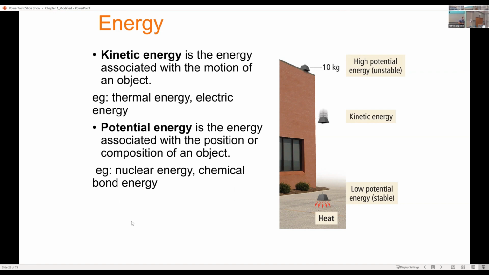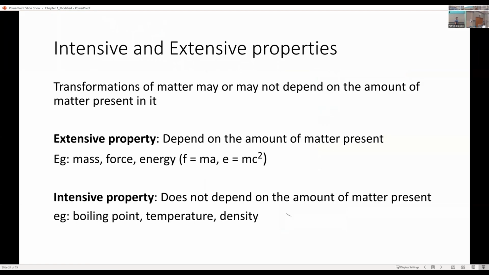Something I like to say is, you all have the potential to get an A in this class. So you all have the potential energy to get an A in this class. I want to see you turn that into kinetic energy by studying. Okay.